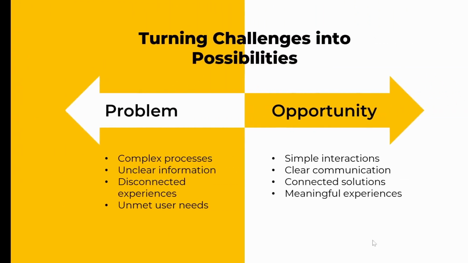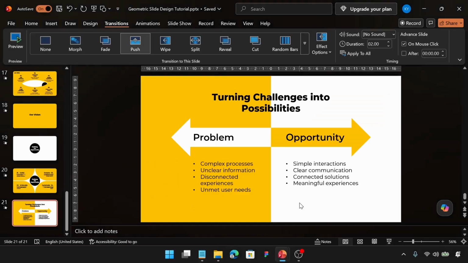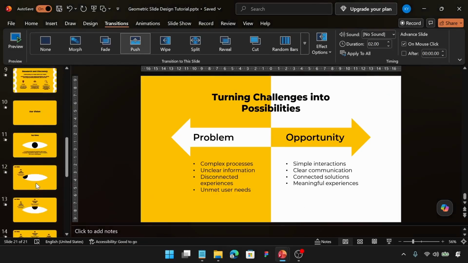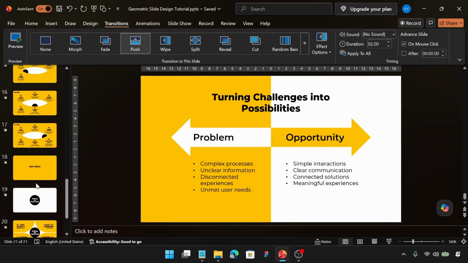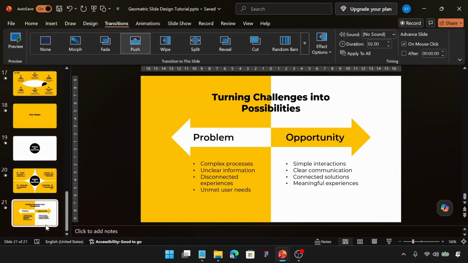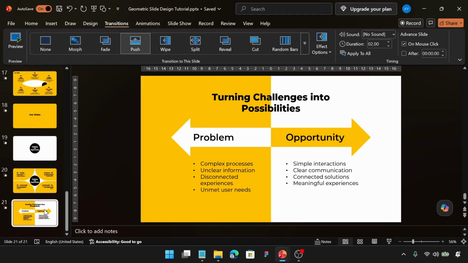And yeah, this is what the turning challenges to possibilities or a problem or opportunity slide looks like. Once again, if you want to watch how I created the other slides in this tutorial, you can see we've actually gone quite a distance where we've created a lot of slides. I call them slides, like this entire thing. I just call it one slide because it's referring to one item. But we've created quite a bit.